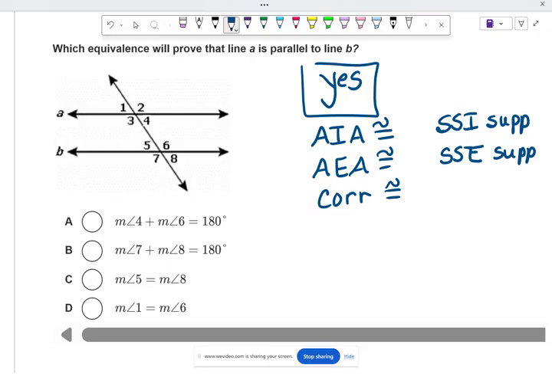All right, so let's start. It says angle 4 and angle 6 add up to 180. They are same side interior angles. They are being supplementary, so this one here would be a yes.